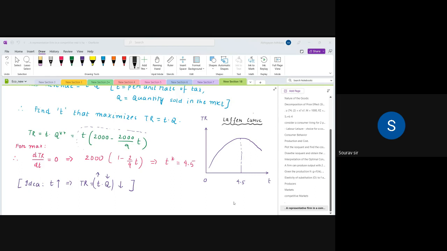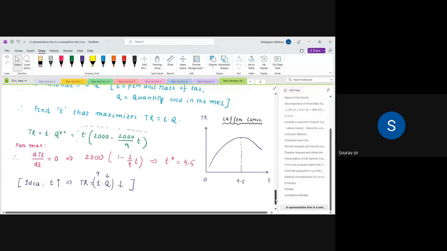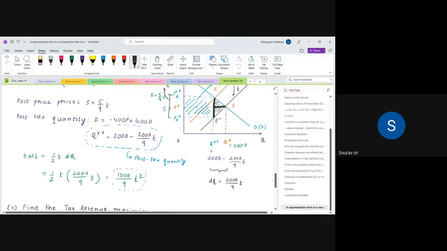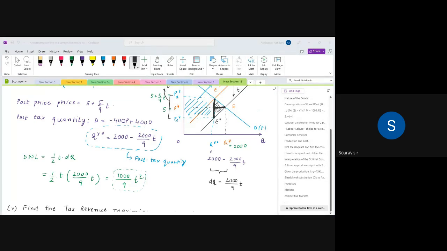Because if we are looking at it from the entire social point of view, just have a look at this deadweight loss expression, 1000 by 9 into t square. Can anyone tell me what would be the value of t that minimizes deadweight loss? Can anyone tell me by simply looking at this expression? 0. 0. Correct.